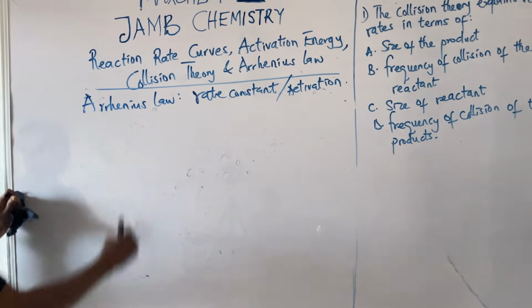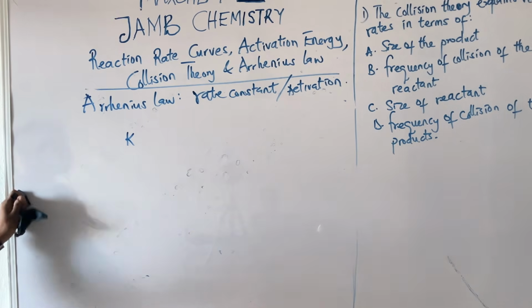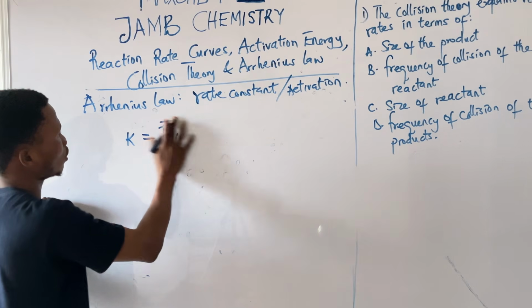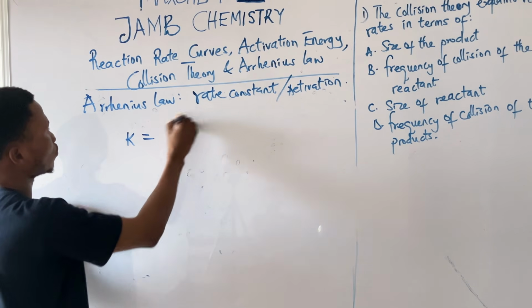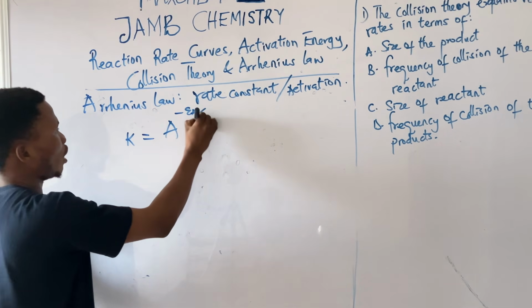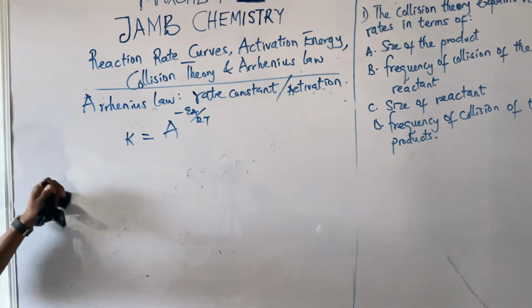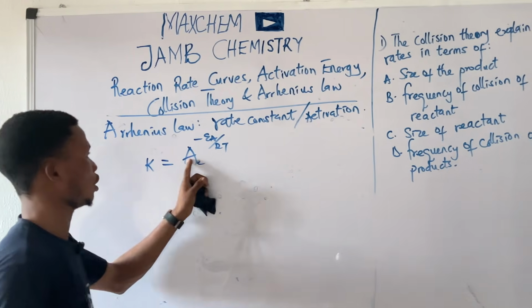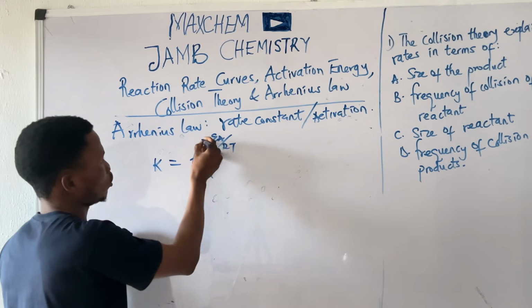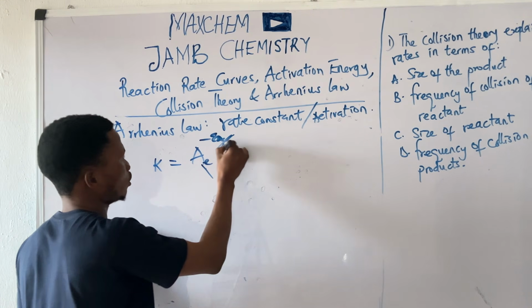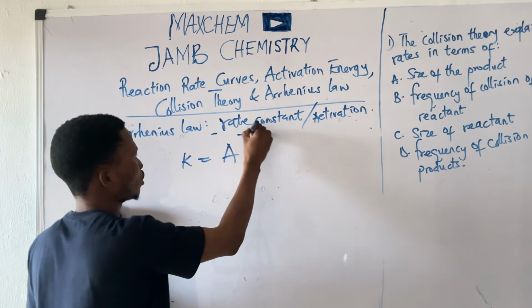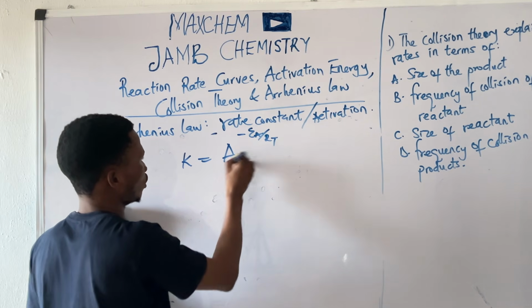All right, so it has a formula of k = A e^(-Ea/RT). I said k equals A e, where A, our frequency factor, is raised to the power of minus Ea over RT. Again, k = A e^(-Ea/RT), or you can write it as this.